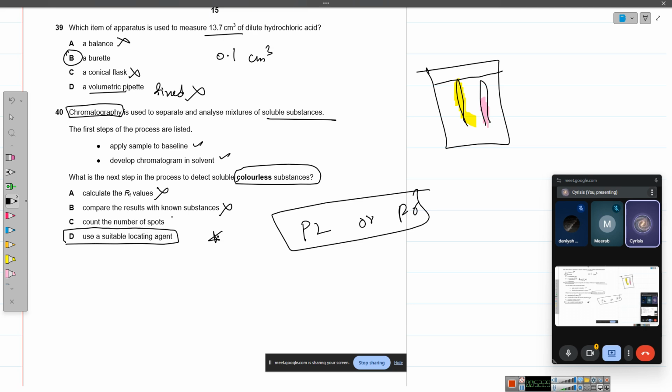Count the number of spots. How can you do that when you're not looking at the spots? The spots are not visible at all. So you have to use the locating agent first. Then counting the spots does not really have any effect. We calculate the Rf value and then compare the results. Clarified? So the step C has nothing to do with it, right? Chromatography, we don't count anything. We actually measure them. All right. Any troubles?